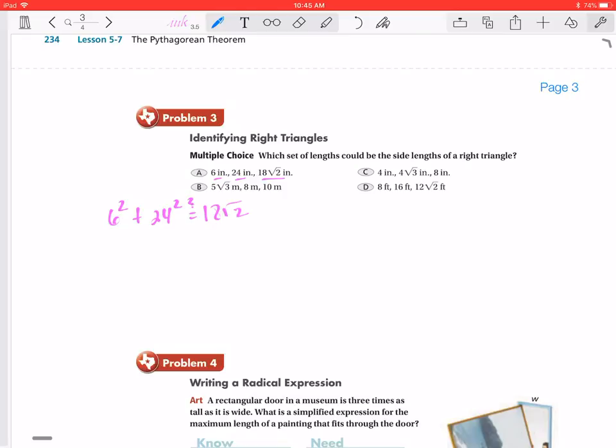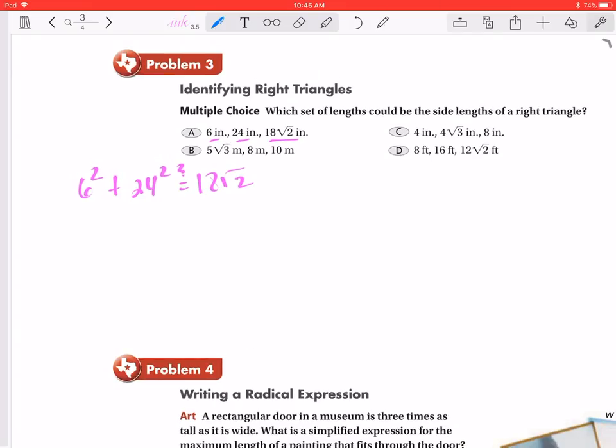Let's check. So then we have 36 plus 24 times 24. That's going to give us 576. Ooh, that's a big number. We still don't know if that's going to equal 18 square root of 2. So 36 plus 576, that's going to be 612. Question mark, equal to 18 square root of 2.